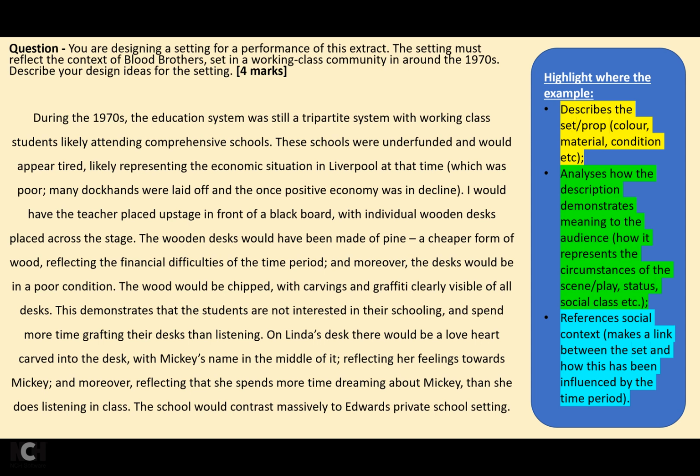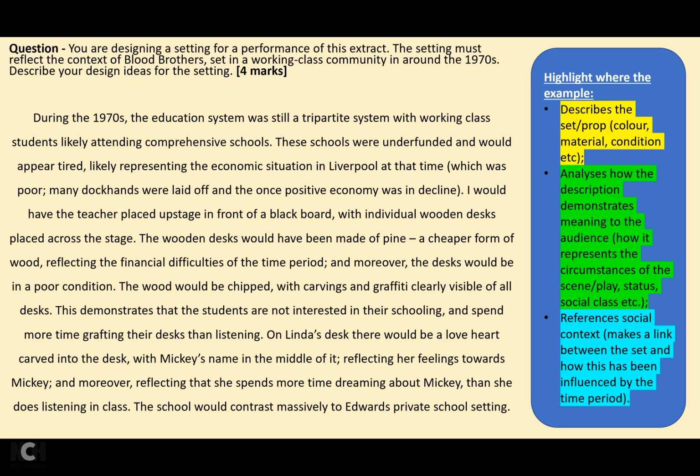So the example model answer, and I would like you to highlight in yellow where the candidate describes the set and props. I would like you in a different colour, and that could be green, for example, to analyse how the description demonstrates the meaning to the audience, so how it represents the circumstances of the scene, the play, the status, the social class. So we've got describe, we've got the analyse, and then where the candidate has made a reference to social context and how context has been included within this answer.